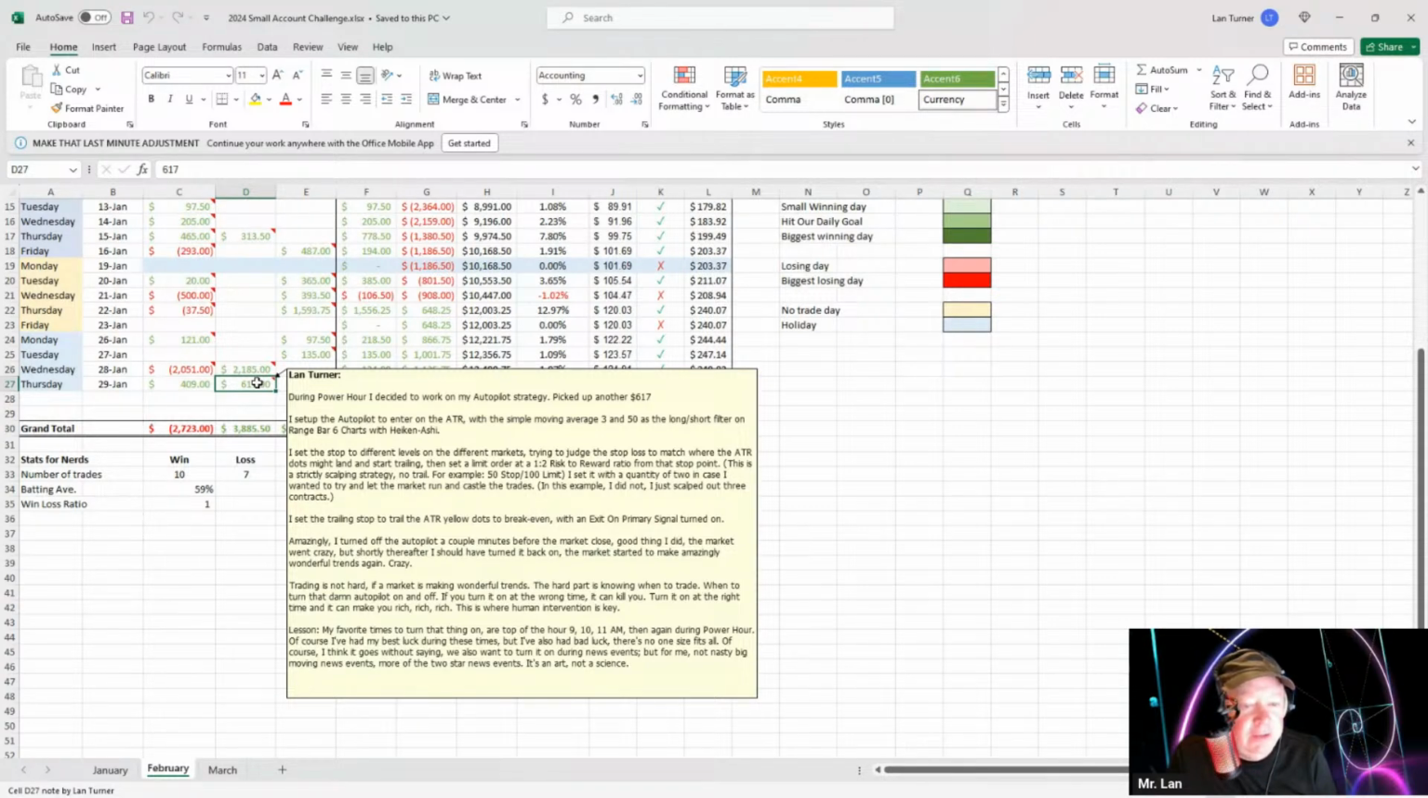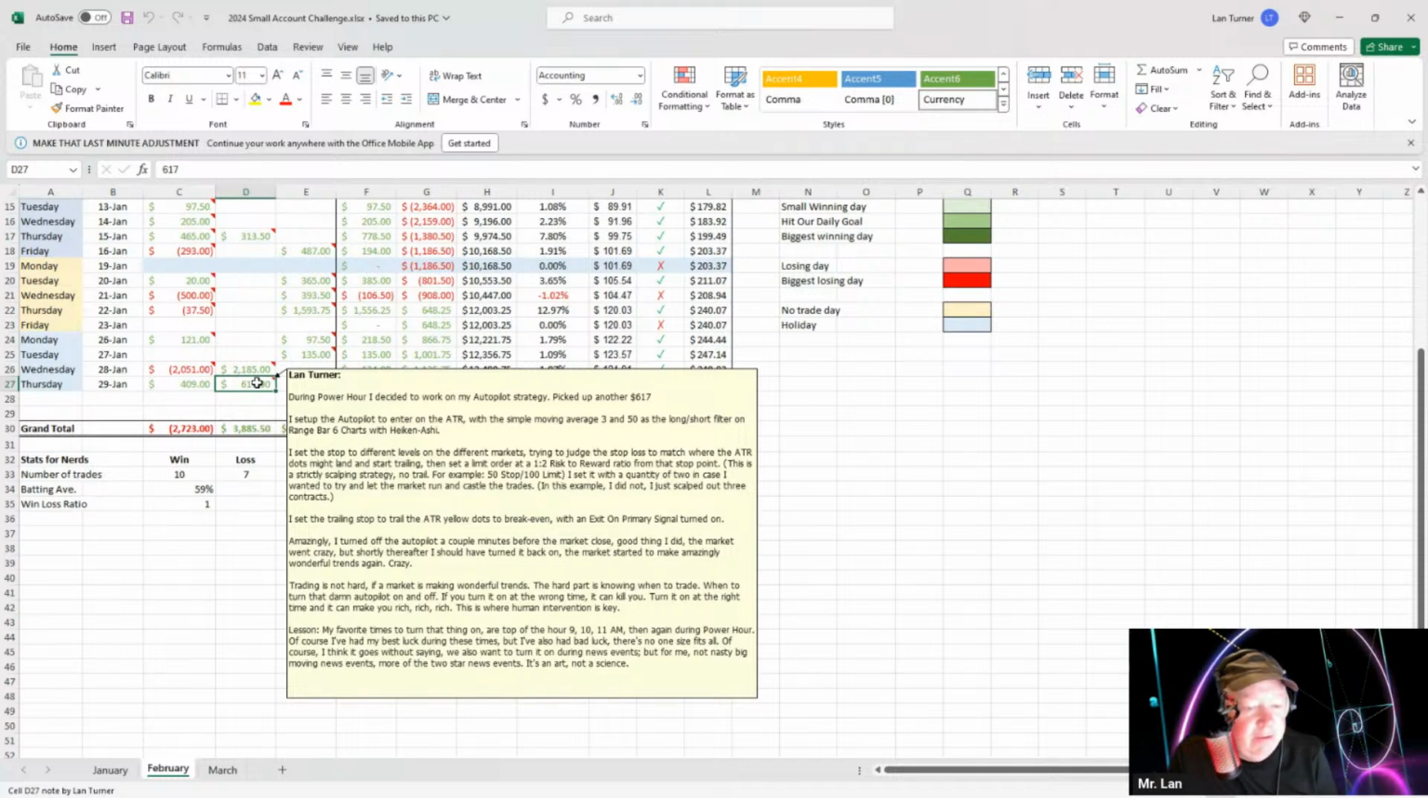I set the stop at different levels in different markets, trying to judge the loss to match the ATR. Dots might land and start trailing, then the limit order. Anyway, amazingly, I turned off the autopilot a couple minutes before the market. It's a good thing I did because the market went crazy.